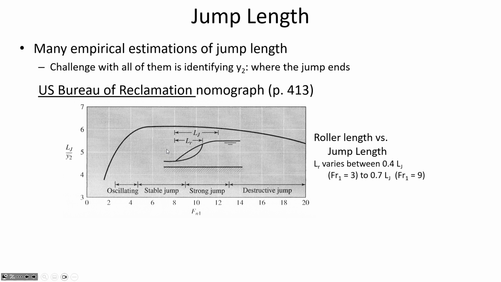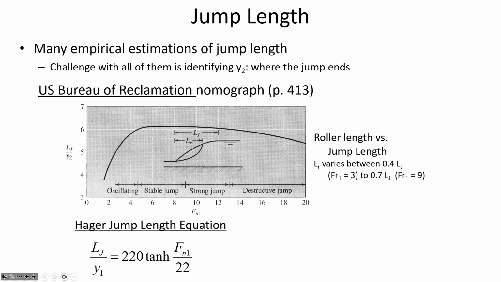Another part of the book suggests that if you know the overall length of the hydraulic jump, the rollers usually vary from about 40% to about 70% of the overall jump length, depending on the Froude number. When you have a relatively low Froude number, down in the range of 3, it would be about 40% of the jump length. When you have a high upstream Froude number, it would be about 70%. So using this nomograph is one approach to predicting how long the hydraulic jump would be.